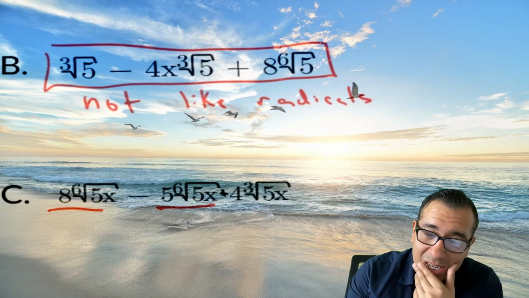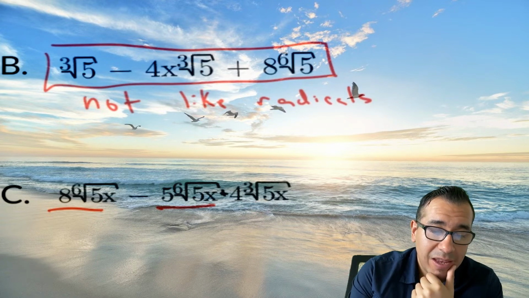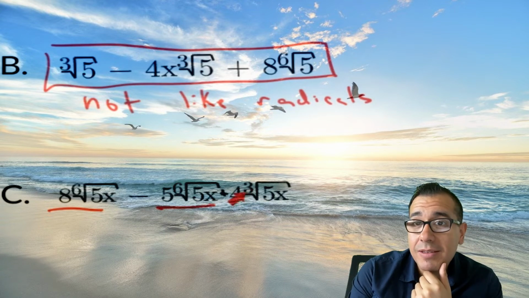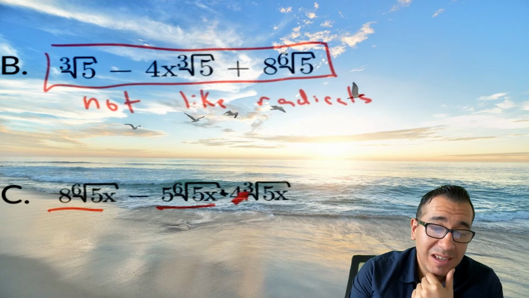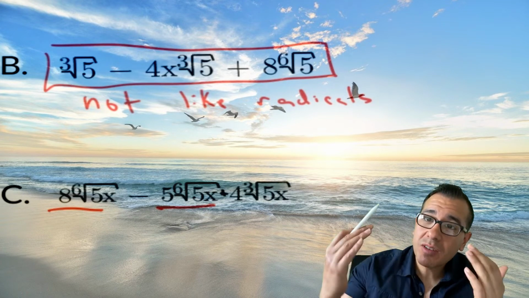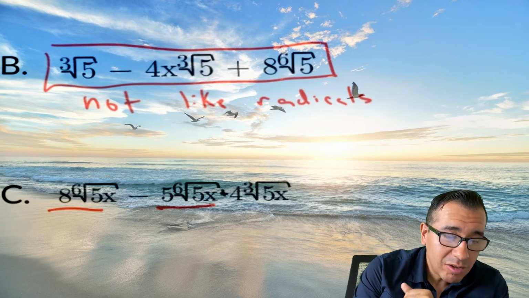And then for this last term, I have the cube root because my index is 3. Because the index is different than these indices, I'm not going to be able to do anything with this one. So I'm just going to drop it on down. Let's go ahead and combine these.